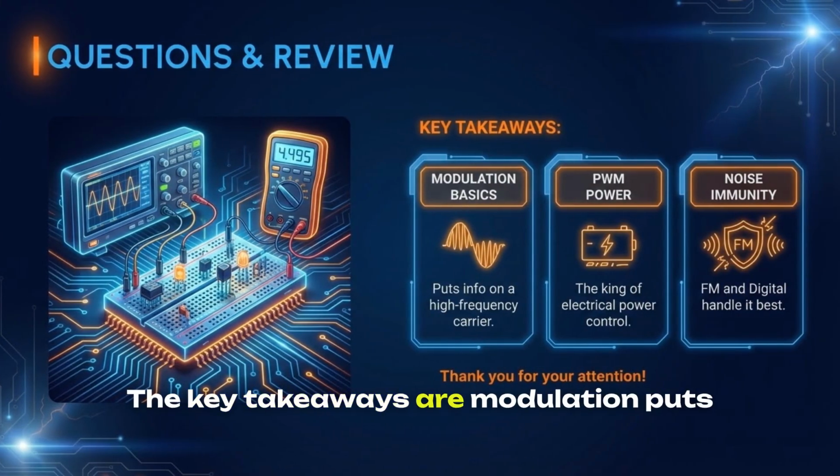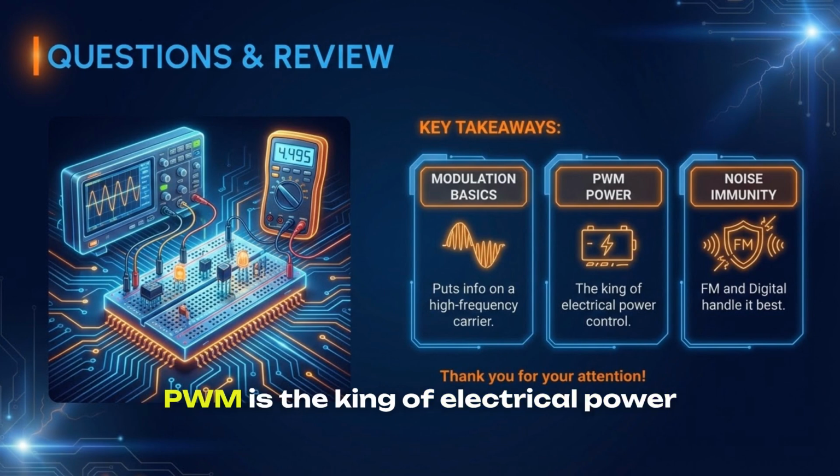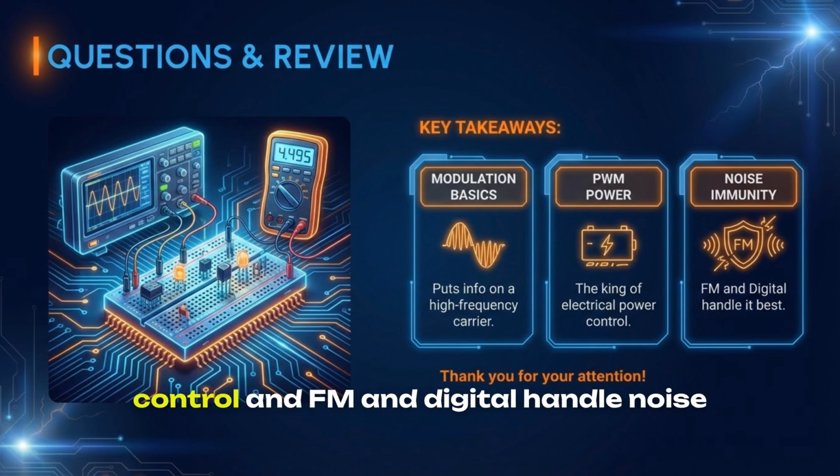The key takeaways are: modulation puts information on a high-frequency carrier. PWM is the king of electrical power control, and FM and digital handle noise immunity best.